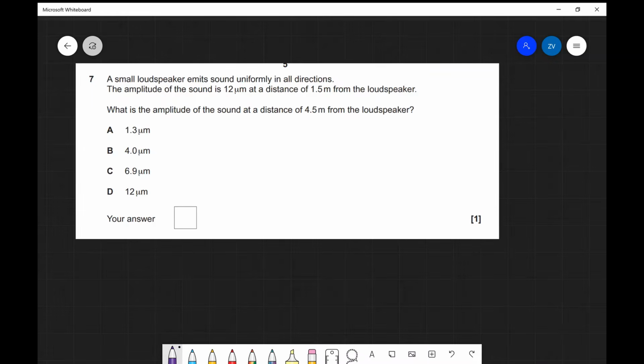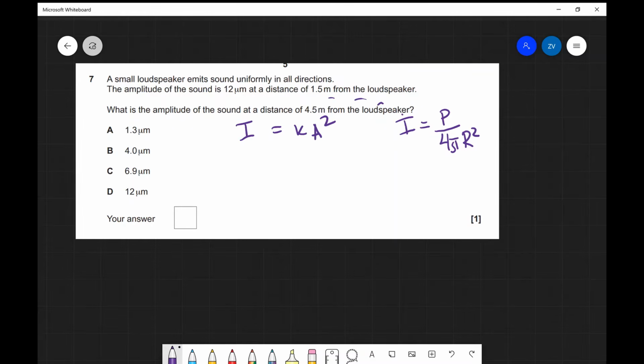Question 7. The amplitude of a sound is 12 micrometers at a distance of 1.5 meters from a loudspeaker. What is the amplitude of the sound 4.5 meters from the loudspeaker? Okay, well, we need to remember a couple of equations over here. The first one is that intensity tends to be proportional to the square of the amplitude of a wave. Additionally, we know how the intensity of a wave depends on the distance by the following equation: I is equal to the power divided by 4 pi r squared, which is the surface area of a sphere.